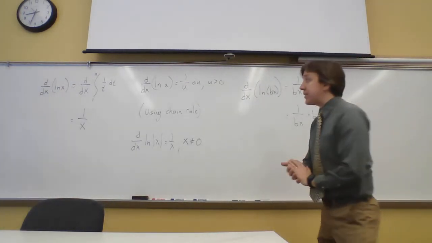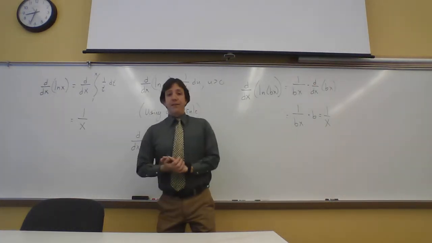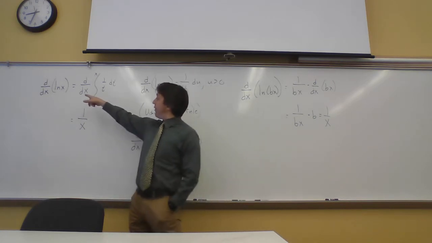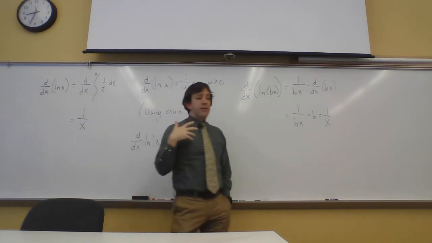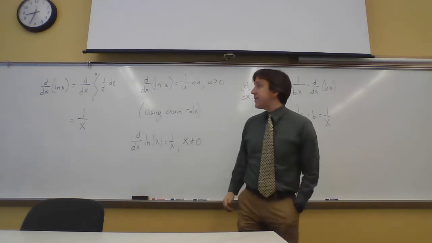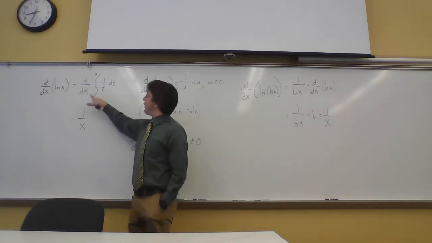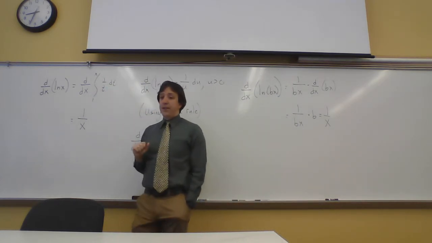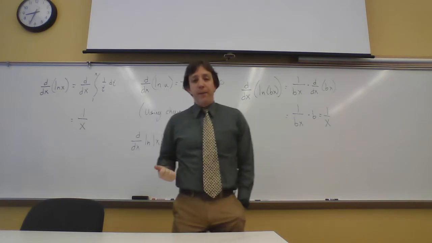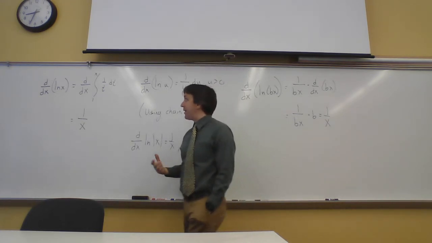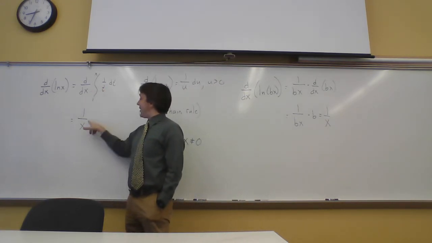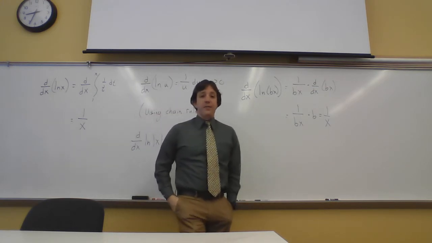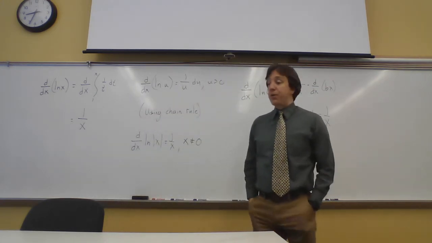All right, so let's continue on. Let's look at derivatives for natural log. The derivative of natural log, we're going to use the first part of the fundamental theorem of calculus, is equal to the derivative of this integral from 1 to x of 1 over t dt. But if we remember our fundamental theorem of calculus, that just ends up equaling 1 over x. And so the derivative of natural log is 1 over x.